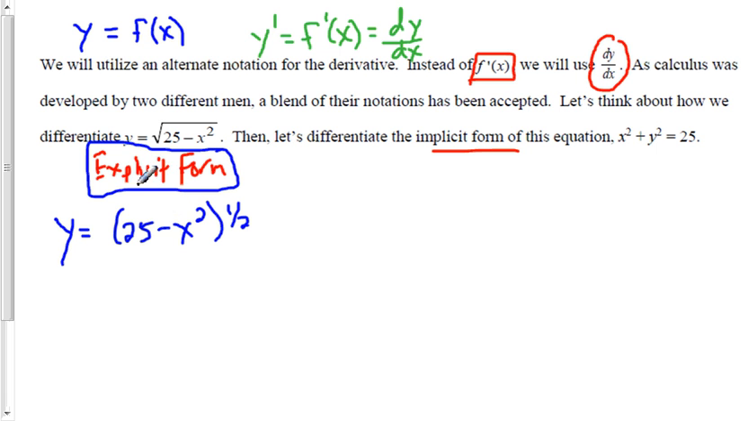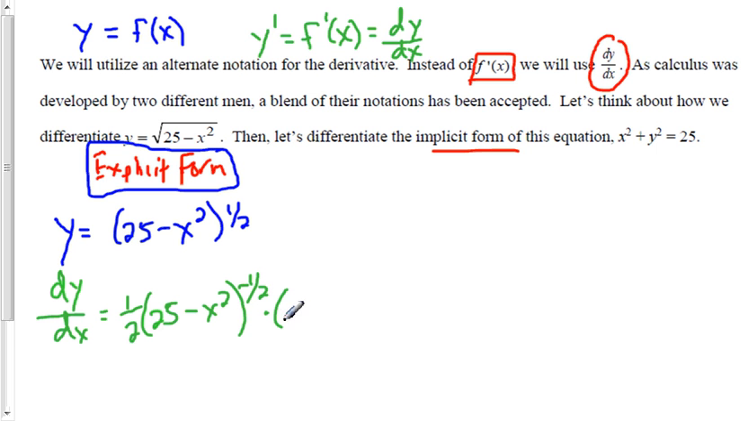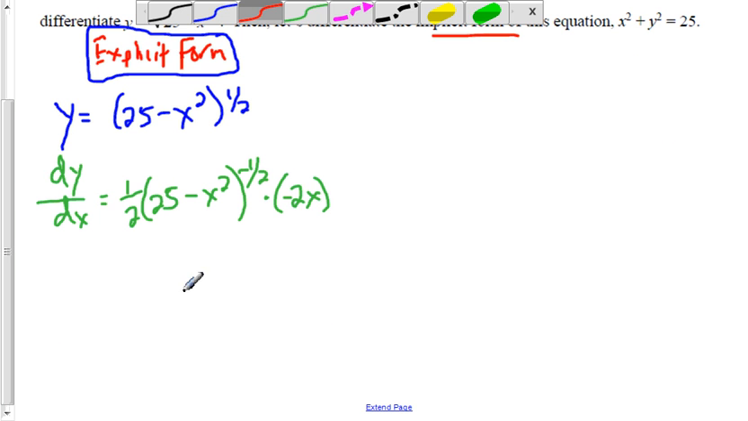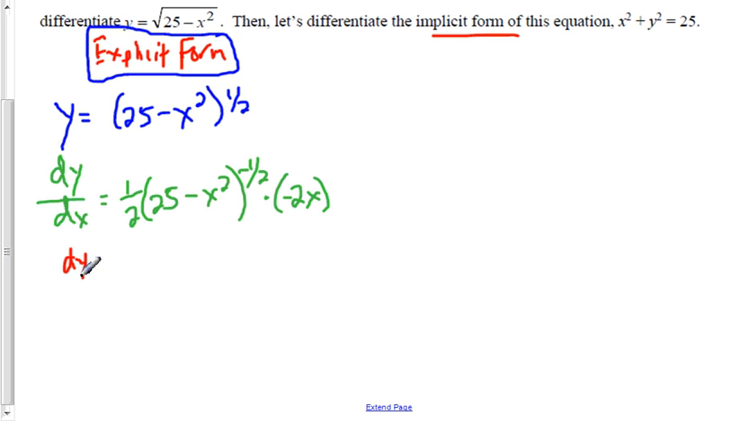Okay, so first I wrote this in with rational exponents, so it says square root to the 1/2. So now let's take the derivative of this. So we say dy dx. We have to use the chain rule. So it's going to be 1/2 times 25 minus x squared to the negative 1/2, times the derivative of what's inside. That's negative 2x.